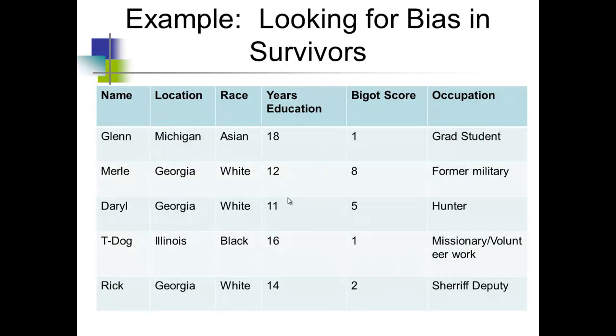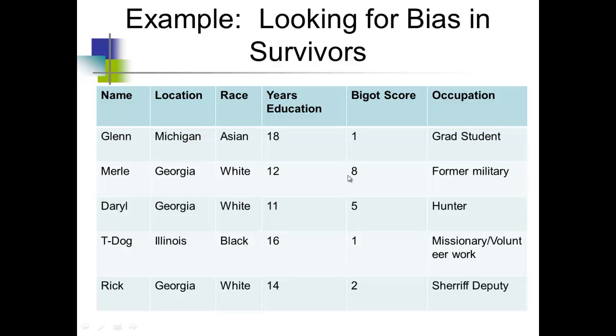Okay, so one thing that we might do, if we're looking for bias in survivors, is a similar exercise. Here I have 5 characters that appear in seasons 1, 2, and 3 of The Walking Dead. I have given them completely arbitrary, completely subjective bigot scores, and I've looked around on the internet. Yes, I've actually spent time looking around on the internet for the occupation of fictional characters in a television show. I am not ashamed to admit that.